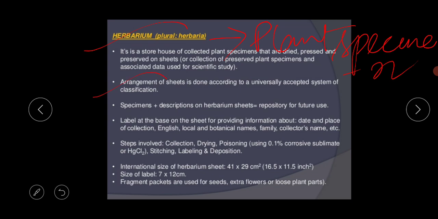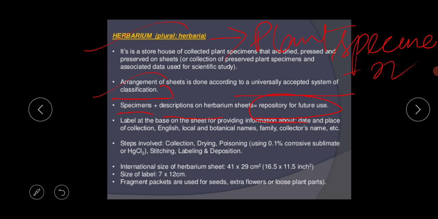So next thing is the arrangement of the sheets is done according to a universally accepted system of classification. I am repeating again, this arrangement is done according to a universally accepted system of classification. So these specimens plus description on herbarium sheets are the storehouse for future use. It's actually the repository for future use.